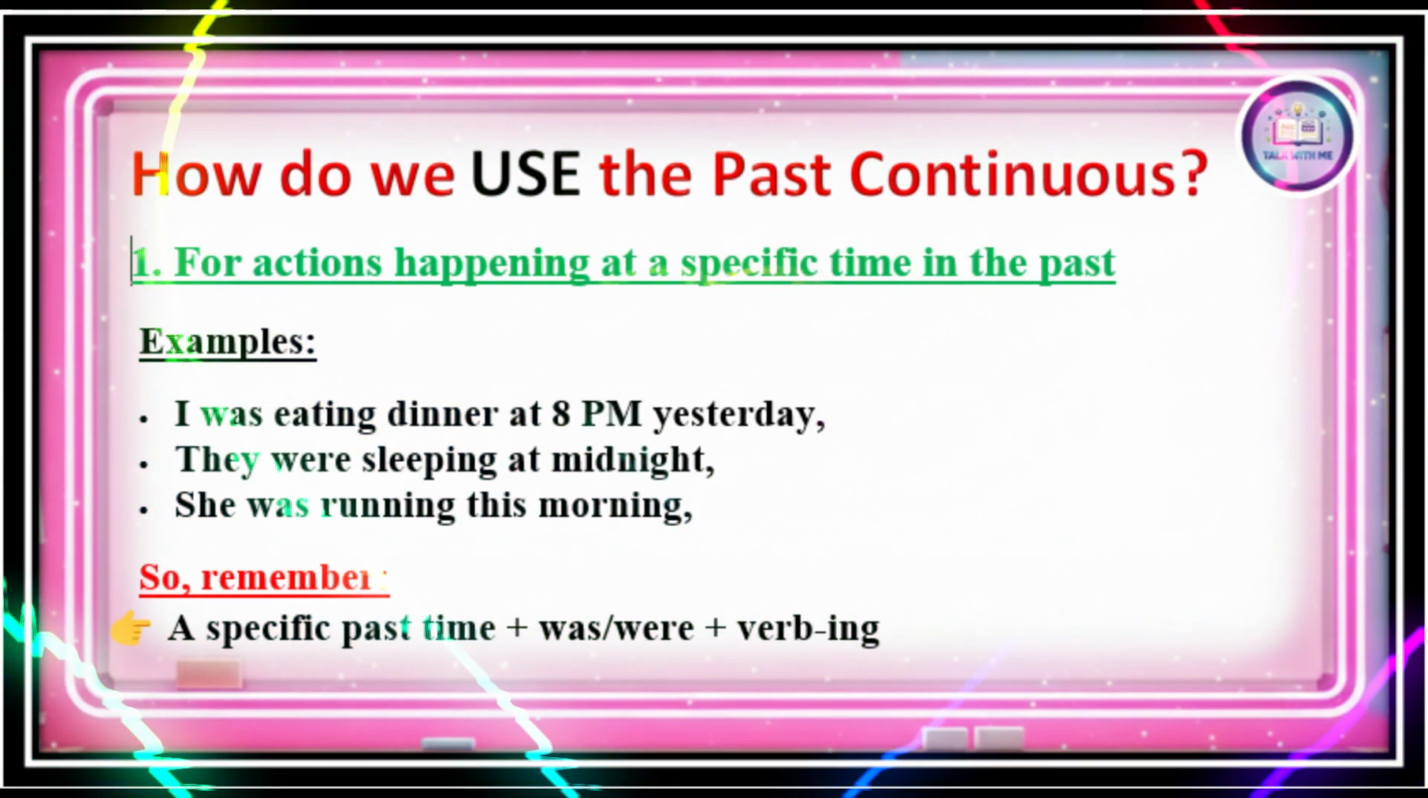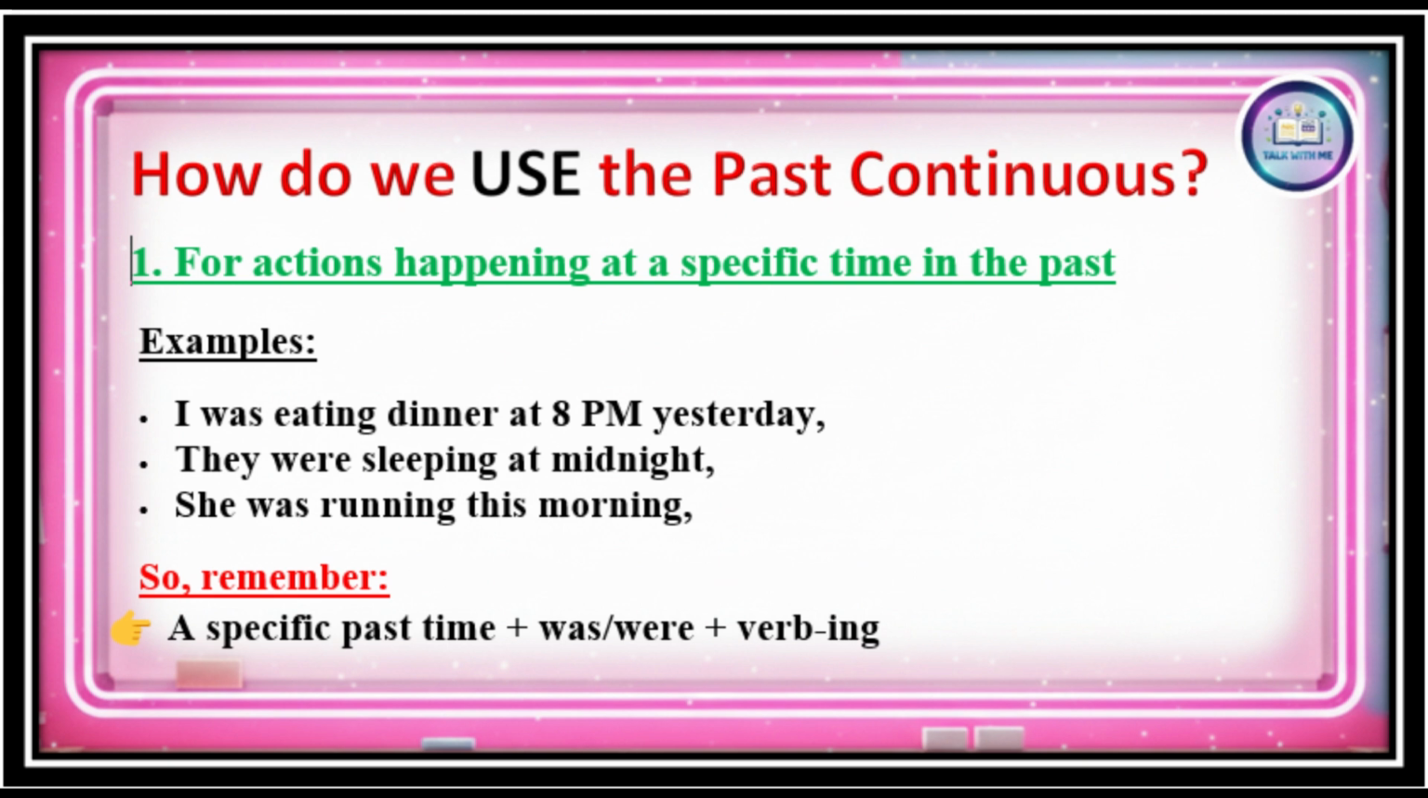Now let's see, when do we use the past continuous tense? There are a few main uses. Let's learn them one by one. The first one is for actions happening at a specific time in the past. Remember, at a specific time in the past. Examples: I was eating dinner at 8 p.m. yesterday. They were sleeping at midnight. She was running this morning. Did you understand it, my students?